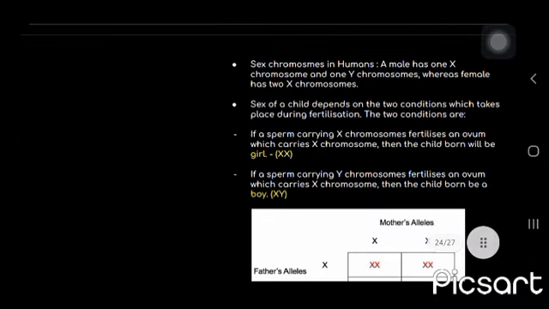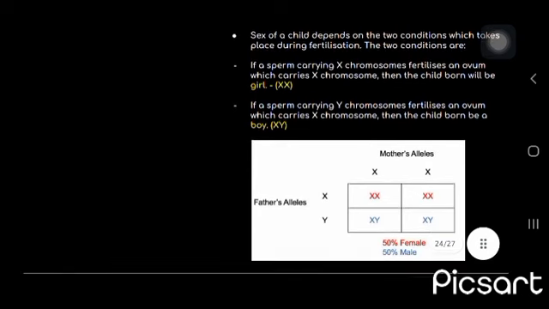Sex chromosomes in humans. A male has one X chromosome and one Y chromosome, whereas a female has two X chromosomes. The sex of a child depends on two conditions which take place during fertilization. If a sperm carrying an X chromosome fertilizes an ovum which carries an X chromosome, then the child will be a girl. If a sperm carrying a Y chromosome fertilizes an ovum which carries an X chromosome, then the child born will be a boy.